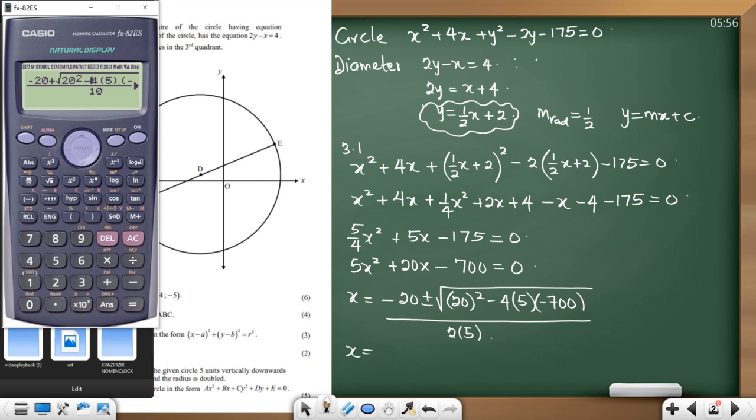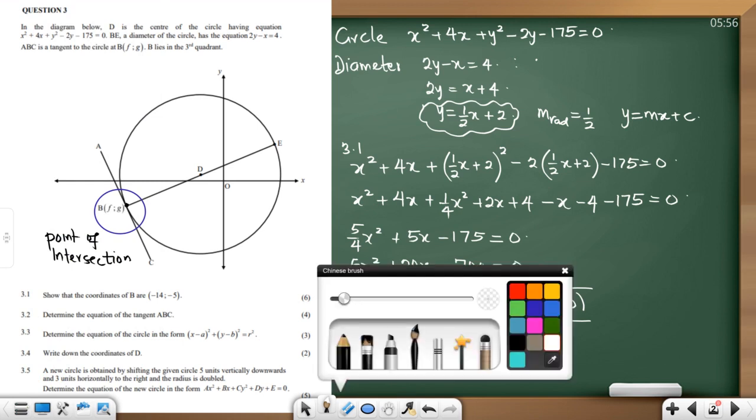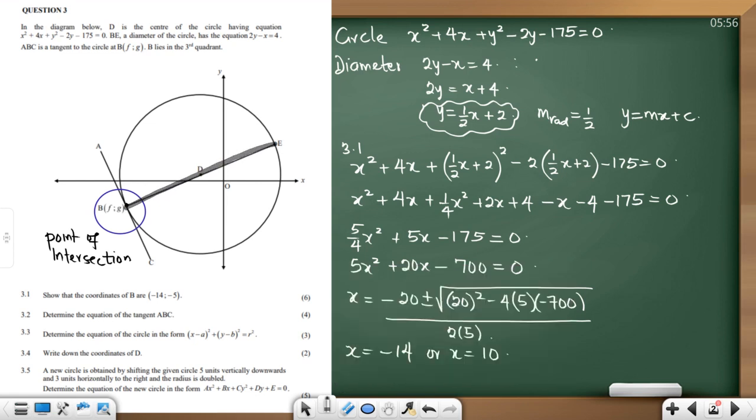Just going to get the second value, and I'll explain why we have two answers. All right, and negative 14. So x equals negative 14 or x equals 10. Why do we have two answers? Please check. We're looking at the diameter and the circle. Do you notice there are 2 points of intersection, E and B? Makes sense. E is positive and B is negative. So this is the x coordinate of E, and this is the x coordinate of B.